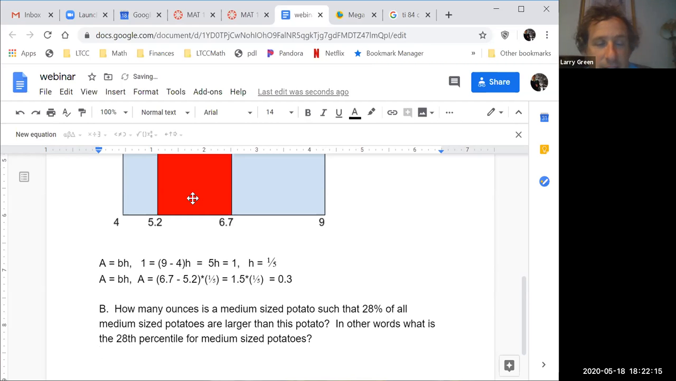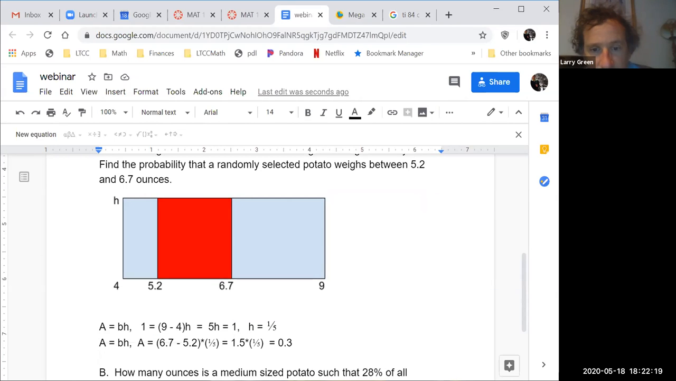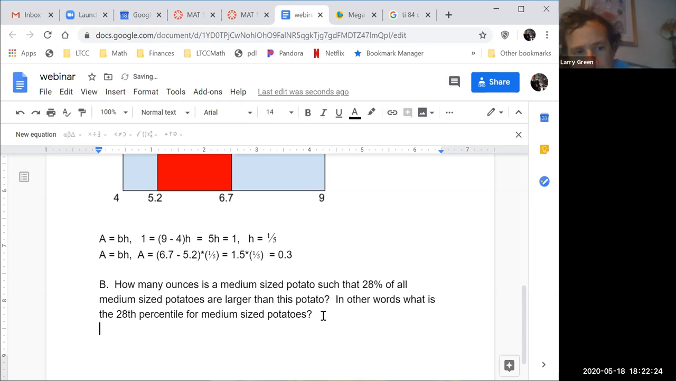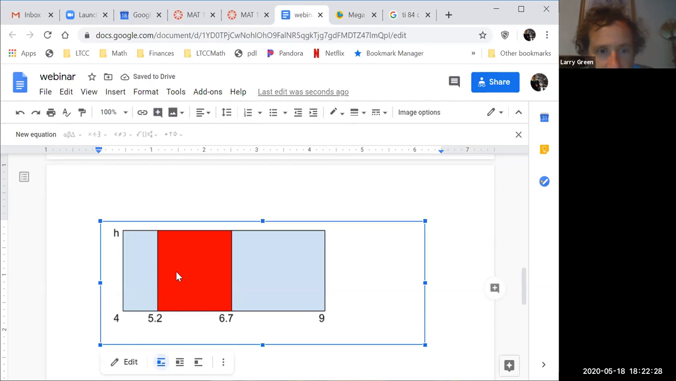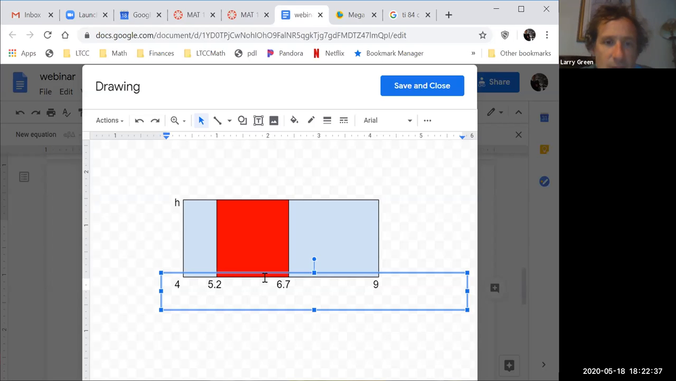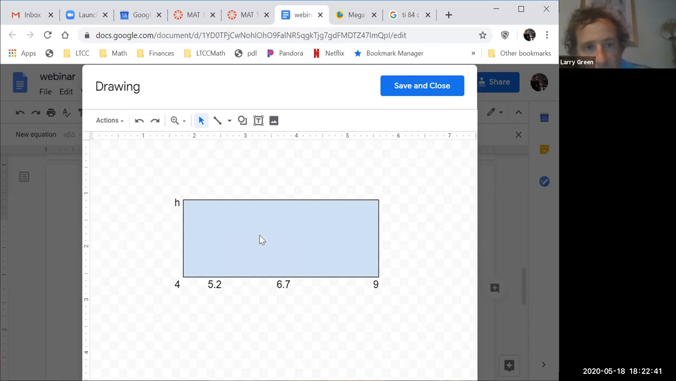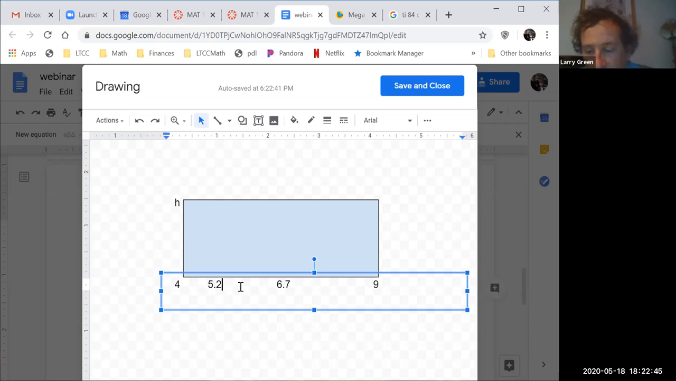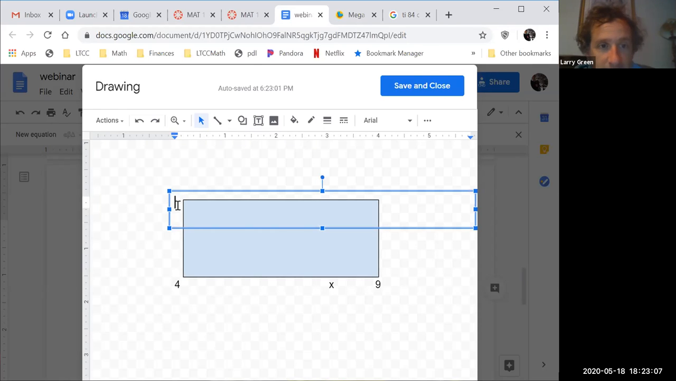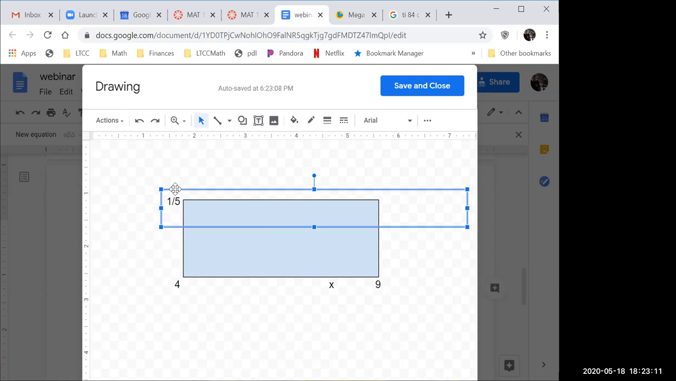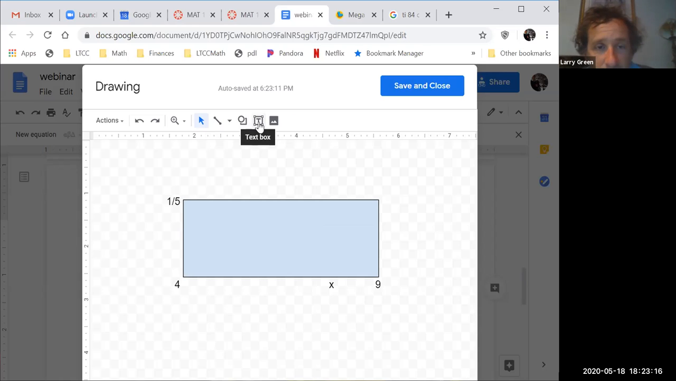All right, I need to show you the picture. If I don't show you the picture, then it'll be too difficult. And I think this will work. Let me see. Good, let me edit it. All right, so what we have is something different now. I'm going to get rid of a bunch of stuff. So we don't have 5.2 anymore. We don't have 6.7. What we do have is that somewhere up here is some value of X that we don't know. That's the 28th percentile. Okay, we also know H. H is 1/5. Okay, so H is 1/5. And we know some more. So let me draw the picture.